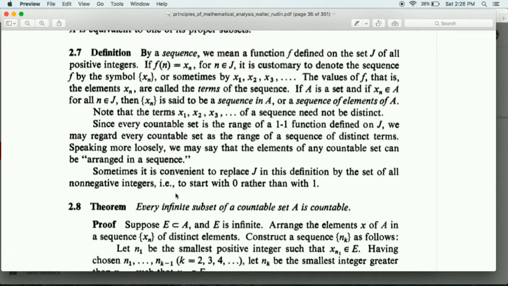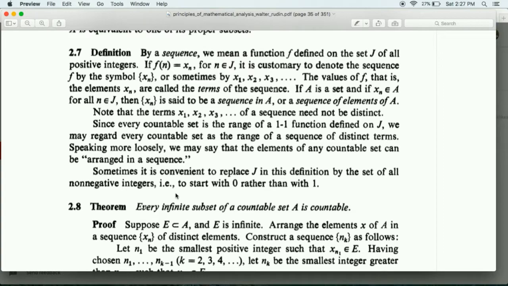Now what do we mean by a sequence? A sequence is actually a function, from the set J of all positive integers to some target set, to some codomain. So if the domain is positive integers, then we say that such a special type of function is called a sequence.